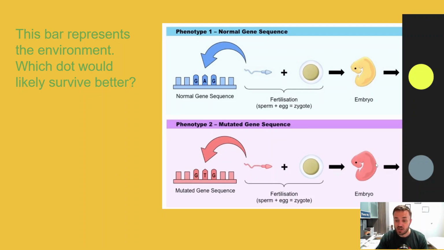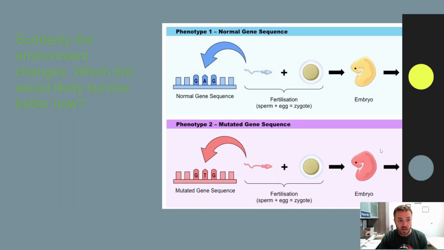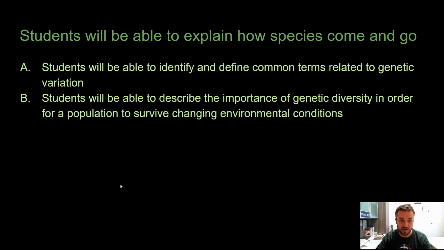And if anybody gets a mutation and they turn a color that is not yellow, they're going to be picked off more easily. If the environment color changed, suddenly this yellow normal, quote-unquote, gene sequence is no longer an advantage because the environment has changed. This new mutated gene sequence is now an advantage. So this is one of the principles that is driving this.